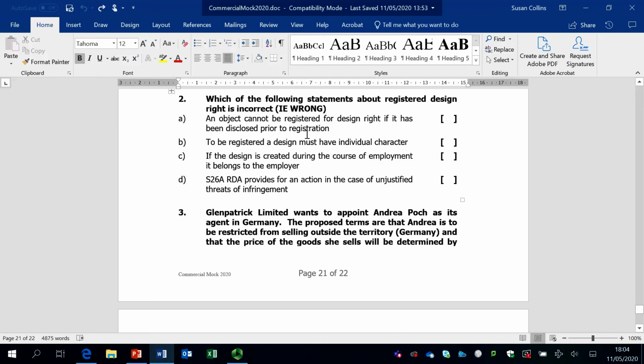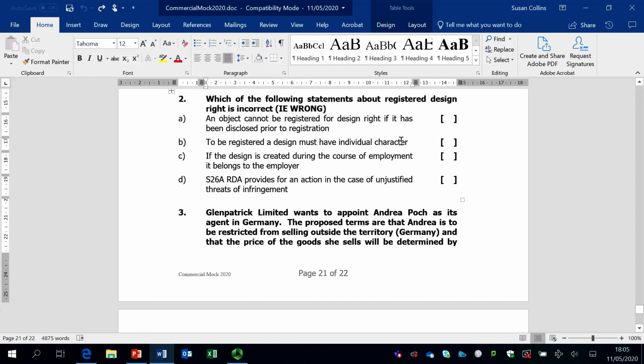An object cannot be registered for design right if it's been disclosed prior to registration. Yes, it can. That's the grace period of 12 months that we've talked about quite a bit. So yes, it can be disclosed prior to registration. So A is wrong. The others are all correct.